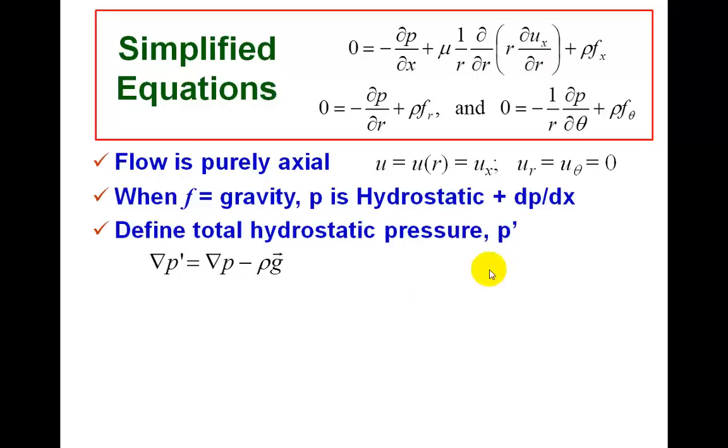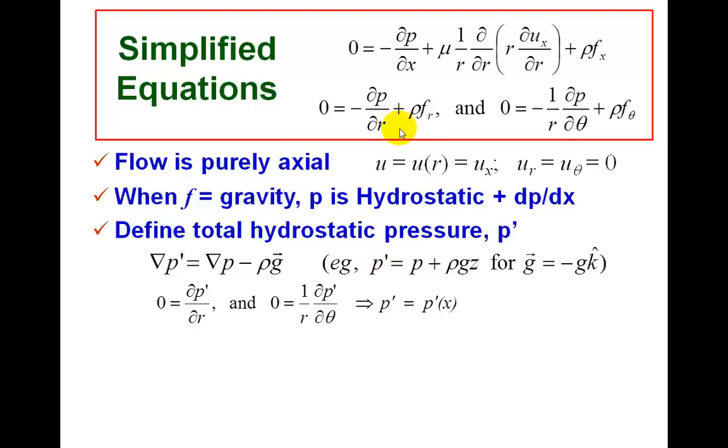The hydrostatic pressure is defined so that the gradient of hydrostatic pressure is gradient of pressure minus rho times g, gravitational force. For example, if g was in the minus k direction, you would write P prime as P plus rho gz, so that its gradient would give us the gradient of pressure minus a minus gk here for g, and then its gradient gives minus rho g over here. So that's a way of defining P prime, and if you take that definition, what that does for you is it drops out the pressure from the Navier-Stokes equation.